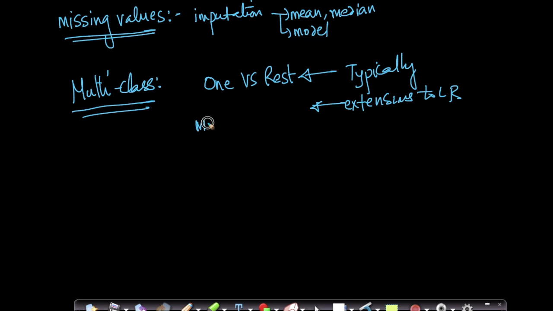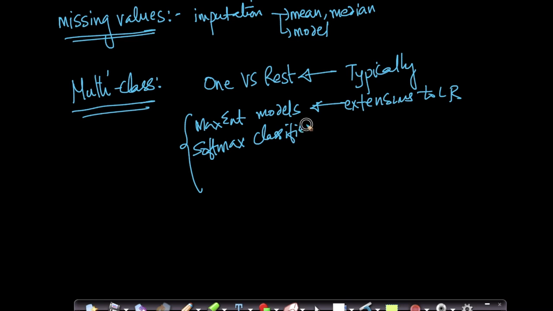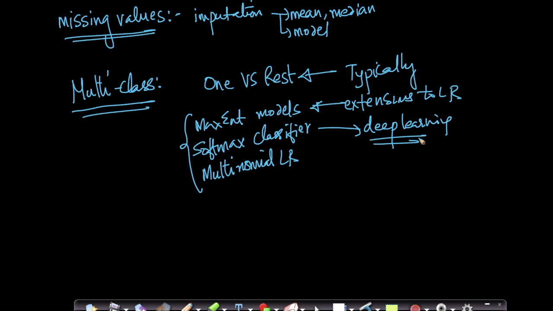They're often referred to as maxent models or maximum entropy models. There are multiple names to that. It's all the same thing. In some textbooks and literature, they're called maximum entropy models, especially from the probabilistic standpoint. Others call them softmax classifiers. There is another name, which is called multinomial logistic regression. They all mean the same thing. And we will learn the softmax classifier when we learn deep learning, after a few chapters in this course.